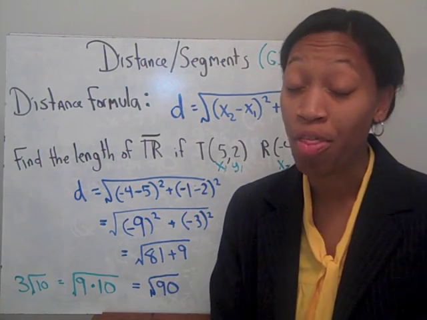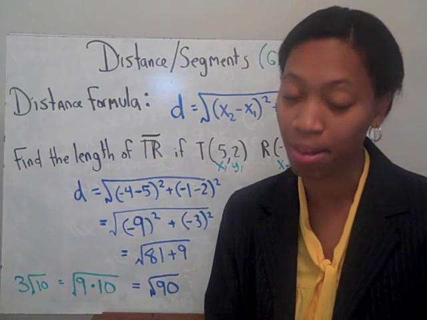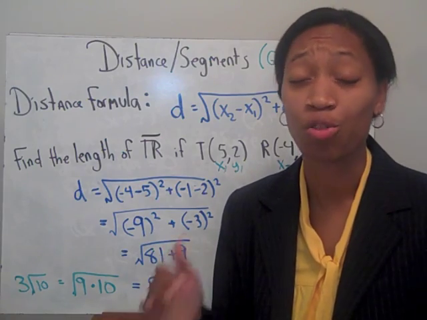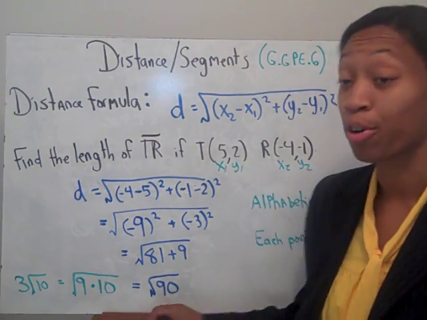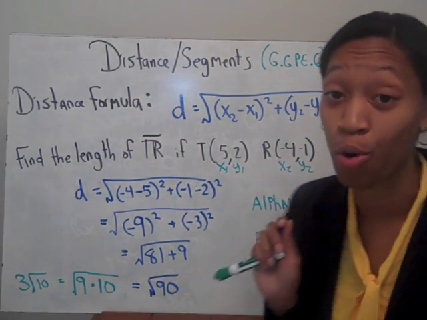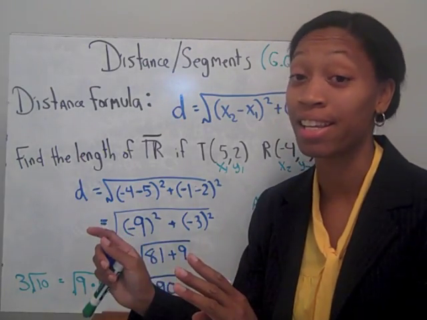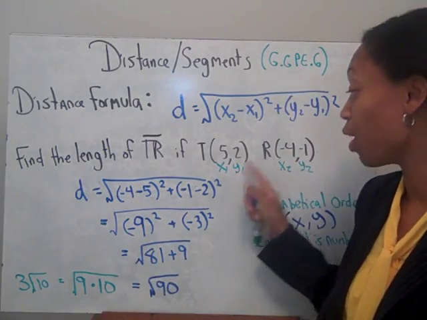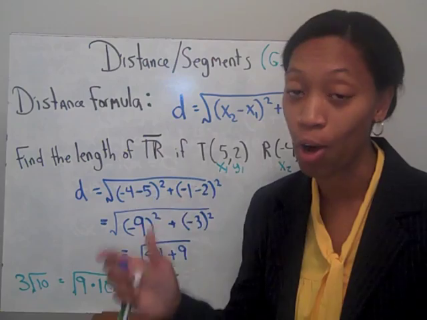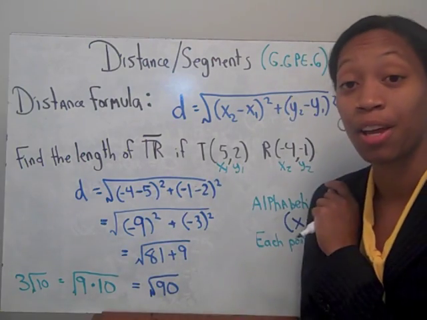Okay, now the one thing that sometimes people mess up with the distance formula is they won't label the points right. So just remember, they're in alphabetical order. First x, then y. Alphabetical order. And the points are always labeled 1, 1, 2, 2. Like this point T is numbered 1, and this point is labeled number 2.